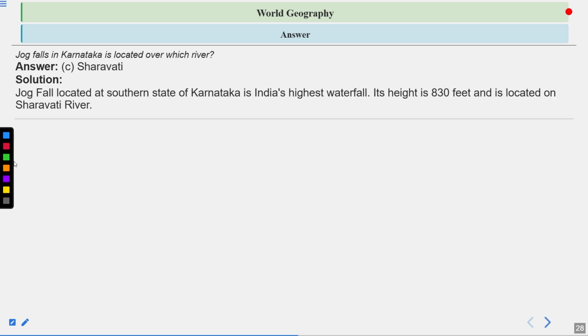Jog Falls, located in the southern state of Karnataka, is India's highest waterfall. Its height is 830 feet and it is located on Shravati River. Basically, it is the widest waterfall of our country. If we talk about the highest waterfall, that is Kunchikal in Karnataka. And the correct answer for this question is C option, Shravati.